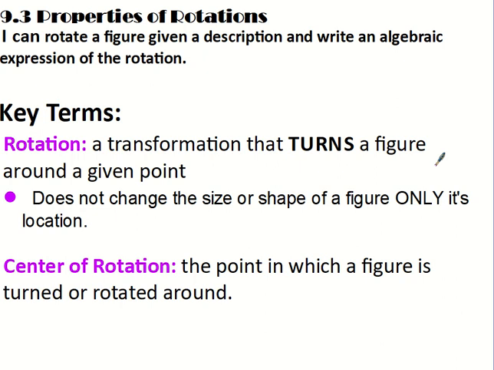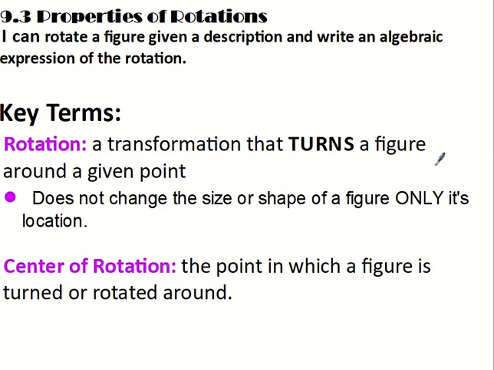So a rotation is a transformation that turns. That's the one that's going to make it start to turn like a clock, or where you turn a lock, right? A figure around a given point. They will give you the point because we need to know where to rotate it around. This does not change the size or the shape. It only changes its location. So all three we've done so far, translation, reflection, rotation, all stay the same size and shape. It just changes where they are.